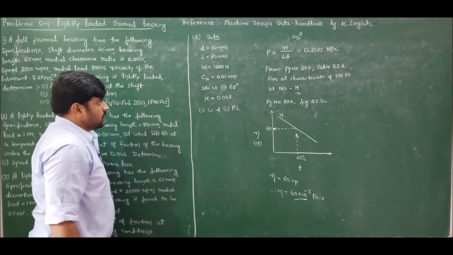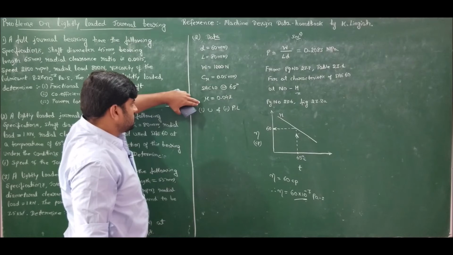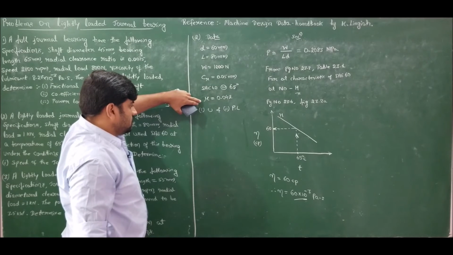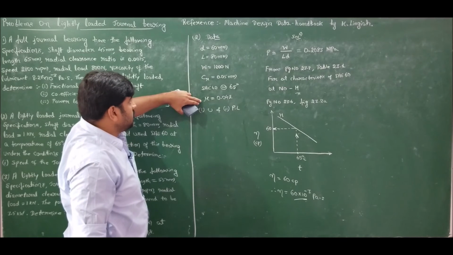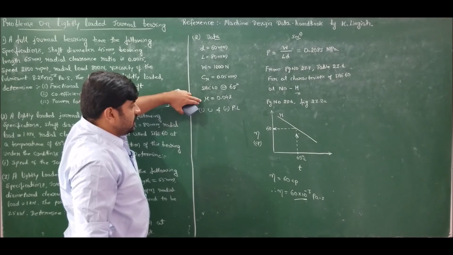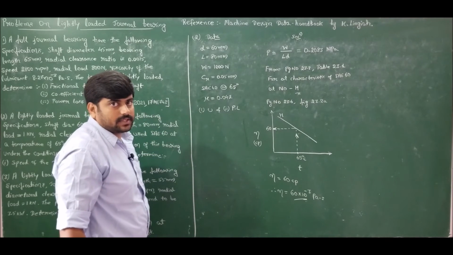We got viscosity also. Now if you observe, we have all the values of coefficient of friction of Petrov's equation. We know pressure, we know eta. The only unknown is n dash, right? Now I can find what is the n dash by using Petrov's equation, correct?